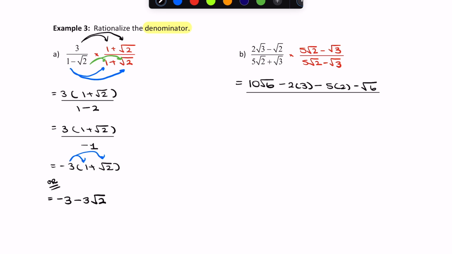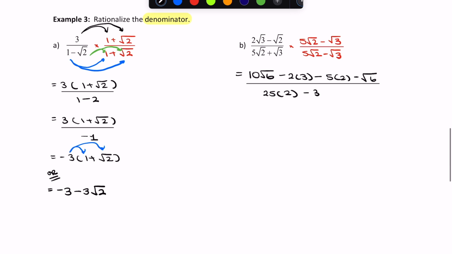Right, so that's all over 5 square root 2 times 5 square root 2. And so here we see that it's going to be 25 times 2 minus 3. And so if we simplify that, it'll give us 9 square root 6 minus 16 divided by 47.